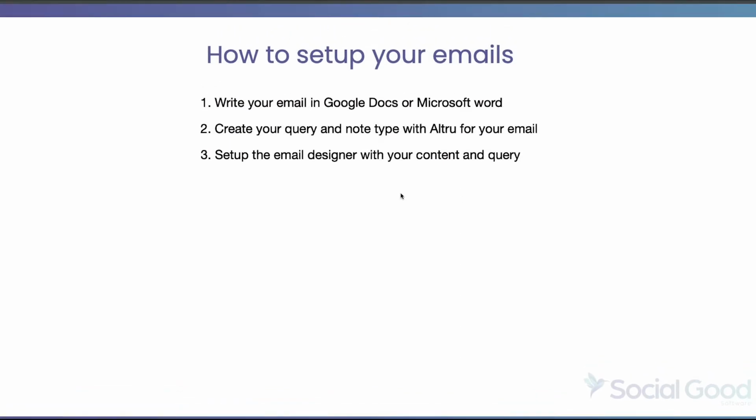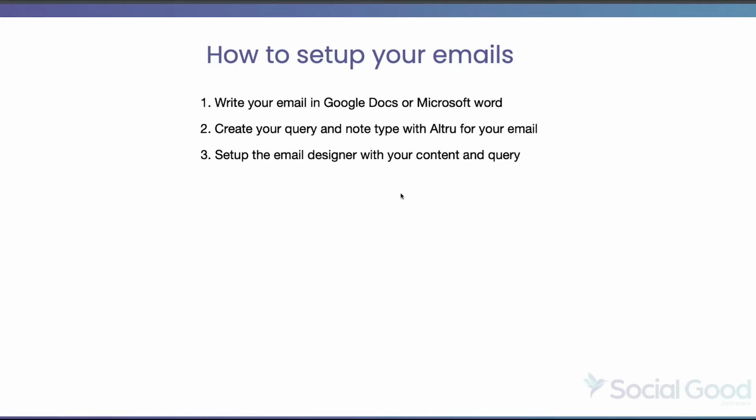So the first one here is, how do you actually set up your emails? It requires 3 steps in order for this to happen. You need to write your email. We recommend Google Docs or Microsoft Word just to write out the email. And we want you to write it as if you have all the merge fields you need.